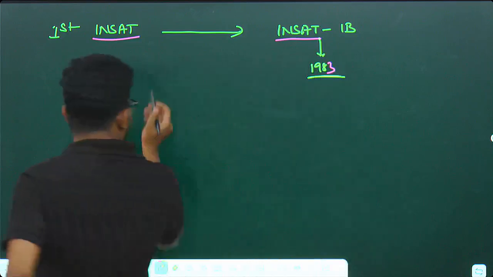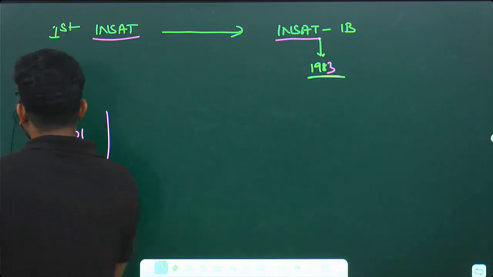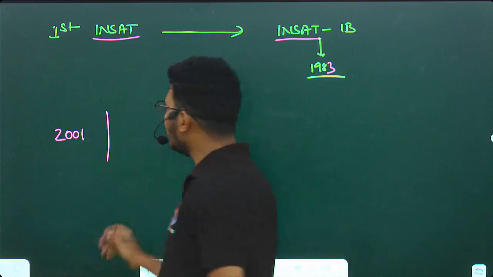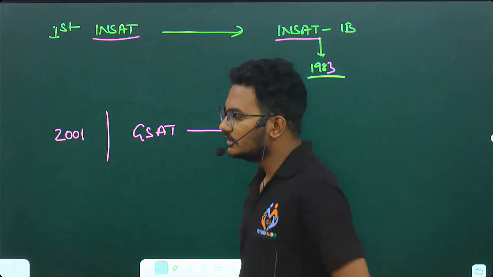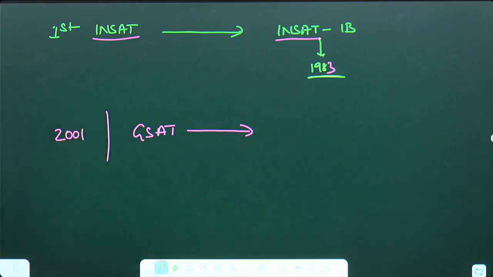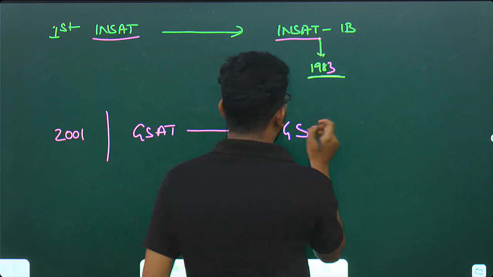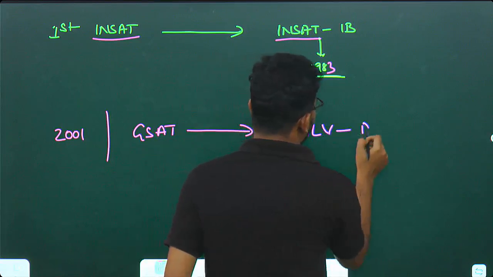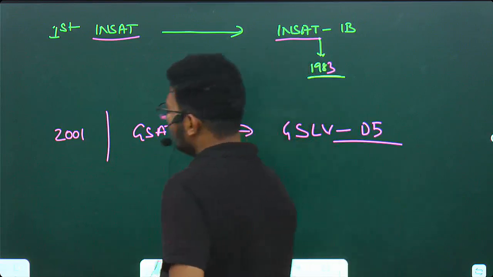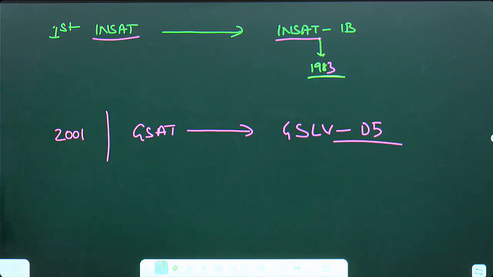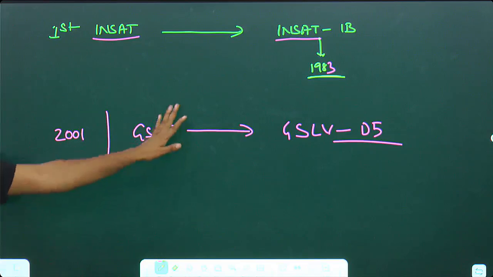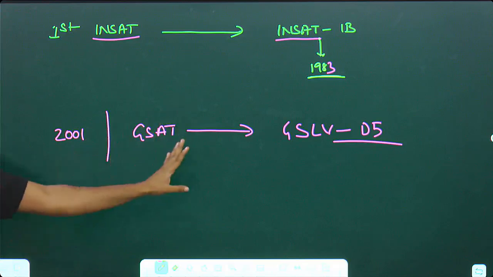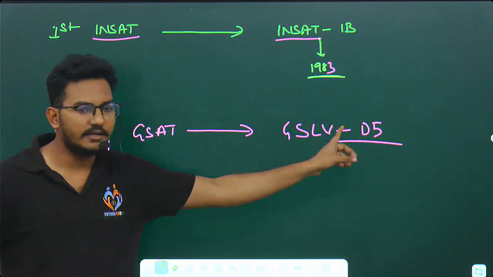Indigenous technology, in 2001 we launched. So we have to call this GSAT, and the name of the satellite is GSAT 1, with the launch vehicle GSLV D5. Successfully we have launched the first one, and the name is GSAT 1 using vehicle GSLV D5.